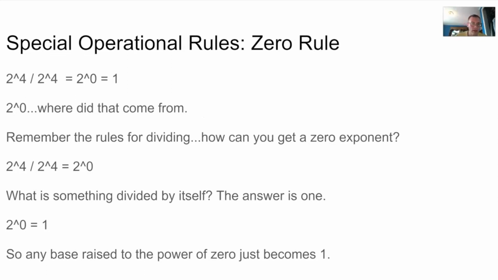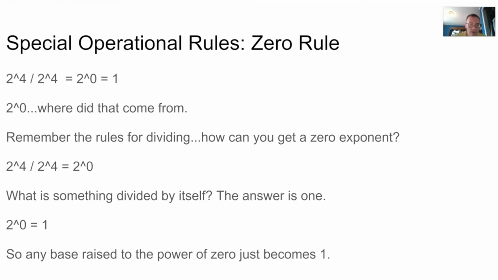The zero rule. 2 to the fourth divided by 2 to the fourth equals 2 to the 0. What happens when you have an exponent with a 0? Where does that 0 come from? How does that happen? Well, remember the rules for dividing. How can you get a 0 exponent? Well, 2 to the fourth divided by 2 to the fourth. Remember, you subtract exponents when you're dividing, right? 4 minus 4 is what? 0. That's where that 0 comes from. It's those two exponents that are being subtracted from each other.